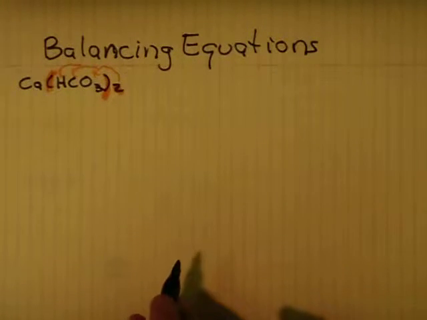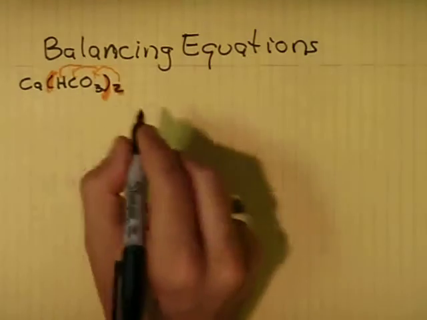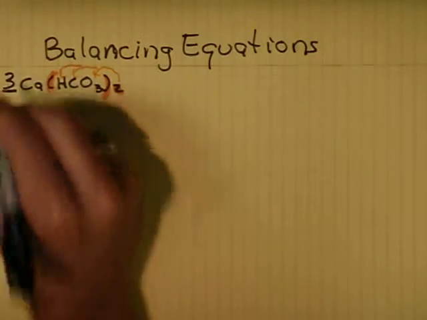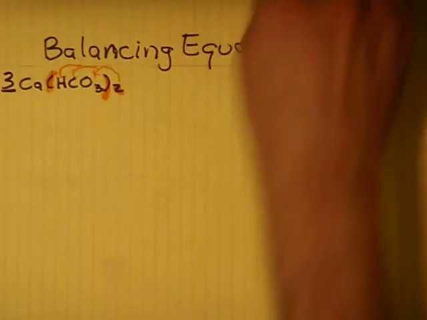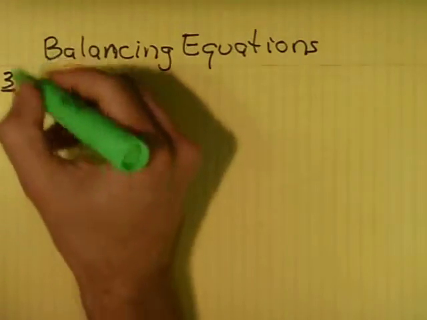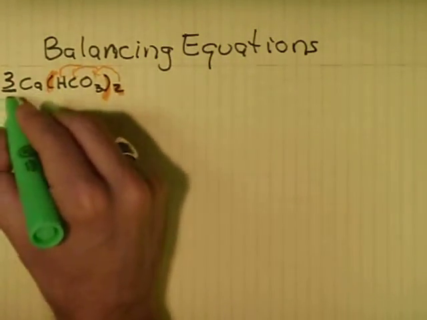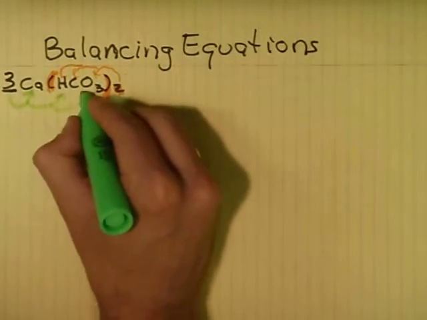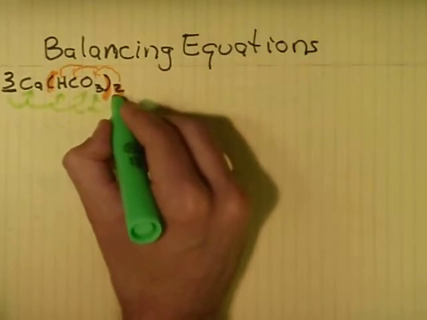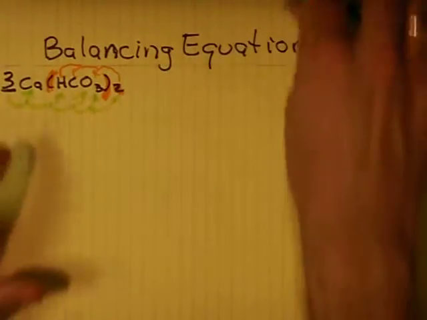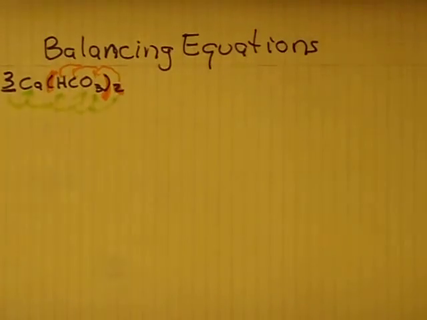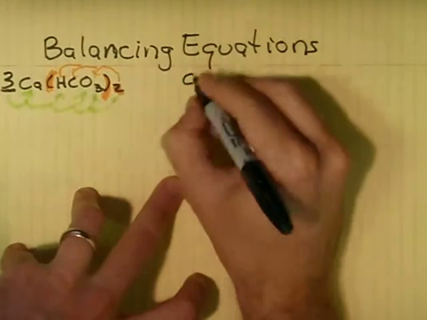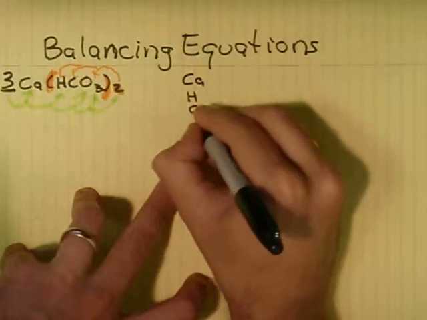So one other thing that we can see is if we write something in front, so if we put a 3 before this, that 3 applies to everything after it. So that 3 applies to that, applies to that, applies to that, applies to that, and that as well. So 3 in front. How do we write that out? So we've got Ca, H, C, and O.